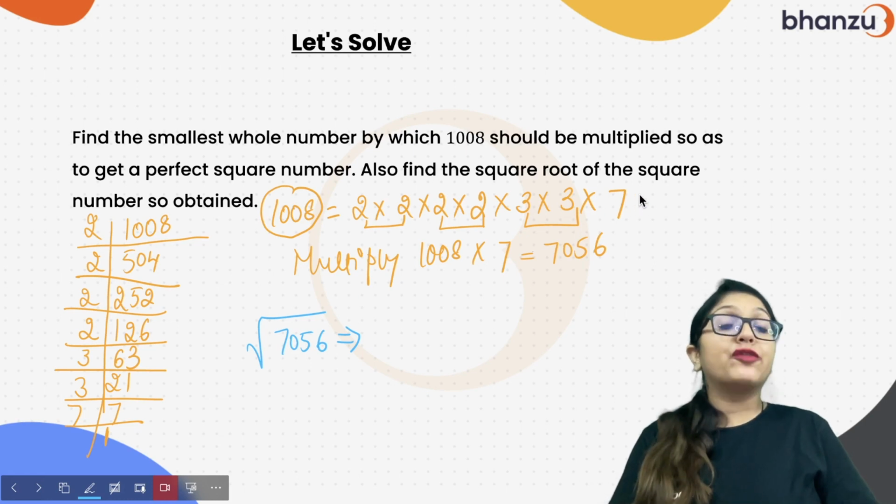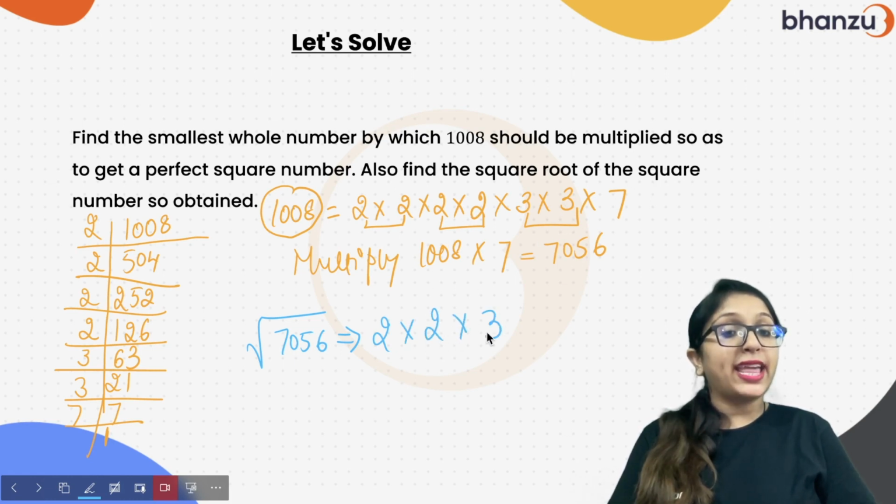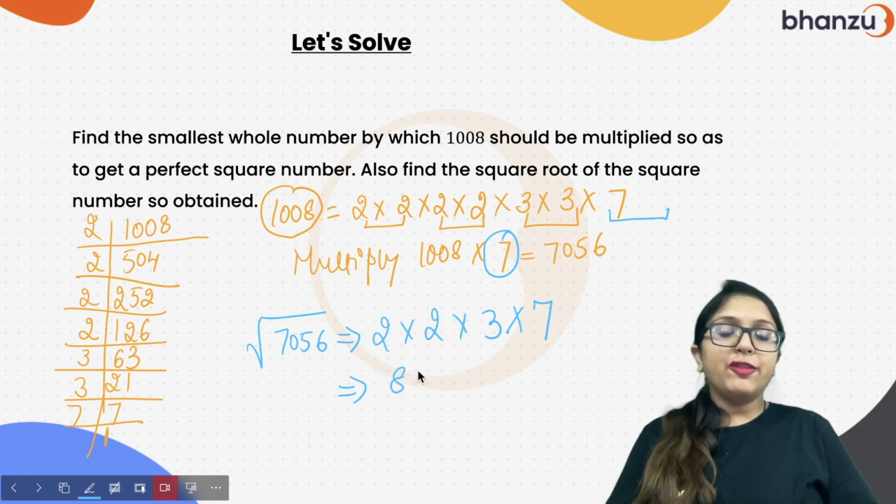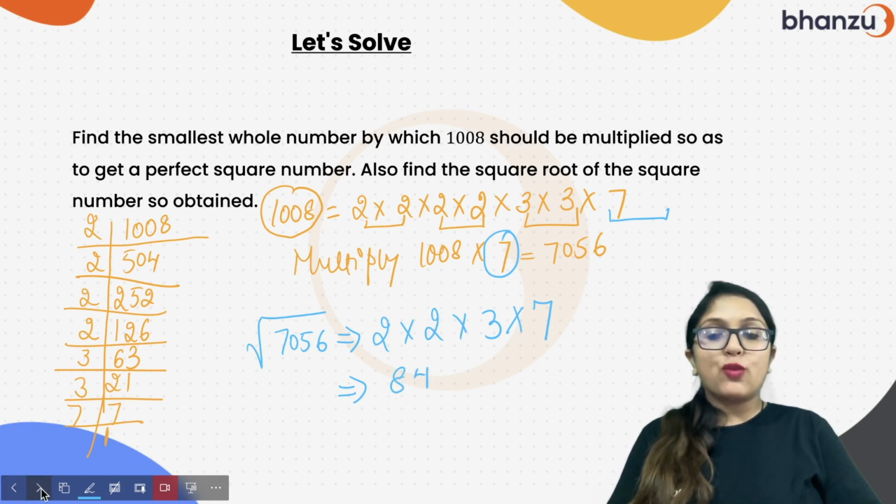Now we know that here we have just completed this 7, right? So now this 2 can be as it is, this 2 can be as it is, this 3 can be as it is, and then we have completed this pair of 7 also when we multiplied. So we can directly take 7 over here, and if we multiply, what is going to be the answer? 2 times 2 is 4, times 3 is 12, and 12 times 7 is 84. So let's quickly see now what is the next question.